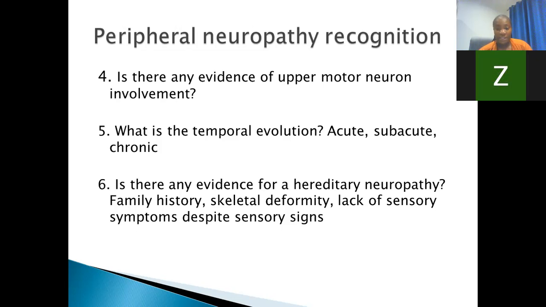And then we also discussed the time course. So what is the temporal evolution? Is it something that was of acute onset, subacute, or chronic? Any family history of similar symptoms would be suggestive of a hereditary neuropathy, and any skeletal deformities can help you determine if there are conditions like multiple myeloma.